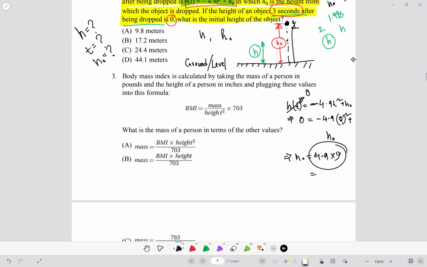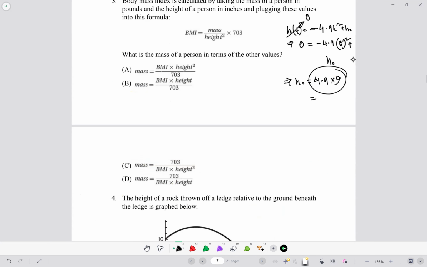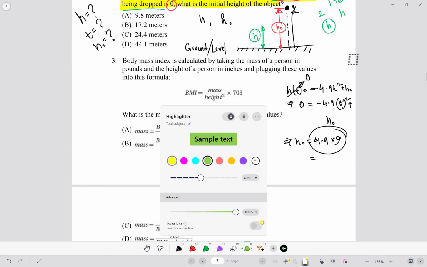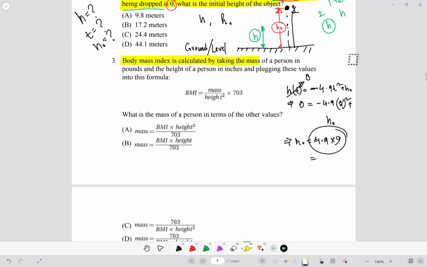Okay. So body mass index is calculated by taking the mass of a person in pounds and the height of a person in inches and plugging these values into this formula. What is the mass of a person in terms of our other values? This is quite simple. You just need to do the same thing, the algebraic manipulation, and you can solve this problem just by writing the equation in terms of other variables. That is basically called algebraic manipulation. That's simple.